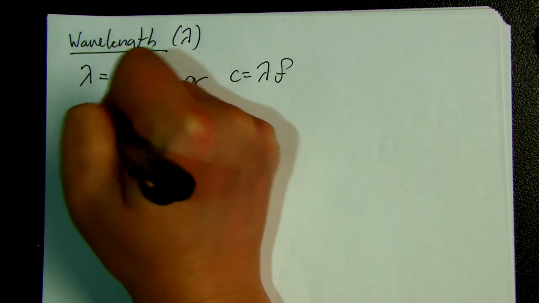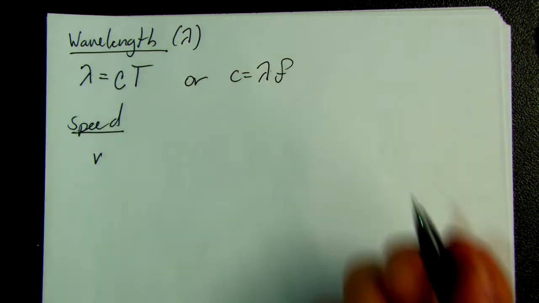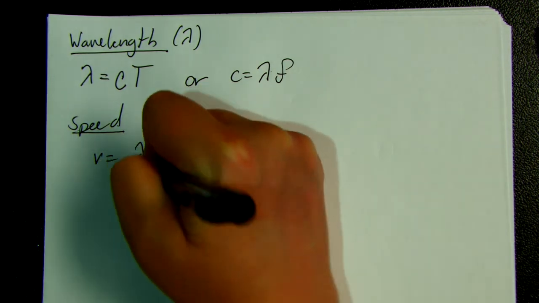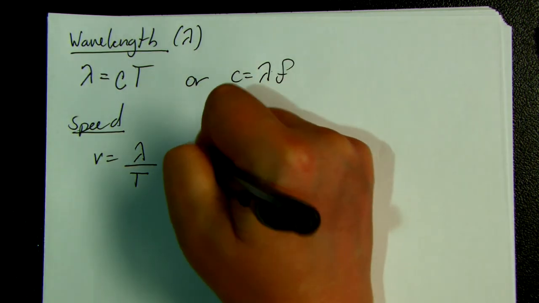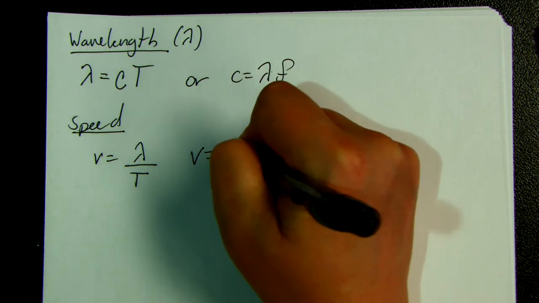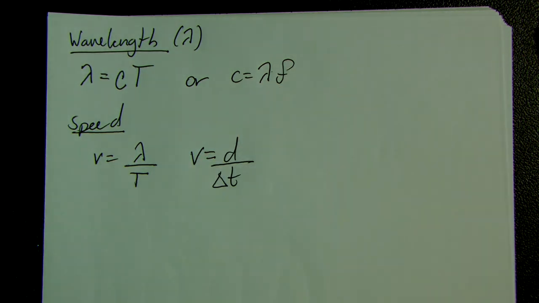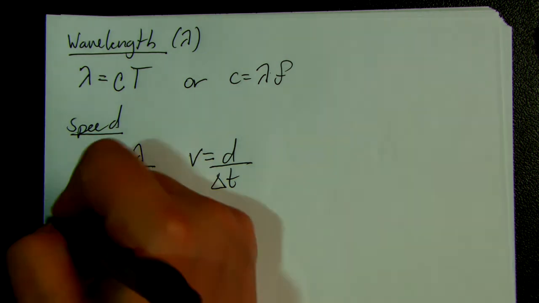The speed of propagation, that would be a v without a vector, is equal to lambda divided by T. V is also equal to d over delta t. So you might have the wavelength and the period, or you might have where the wave is first detected and then the time of a second detection. Both ways that you might use to calculate the speed of propagation. All right, so let's do an example.